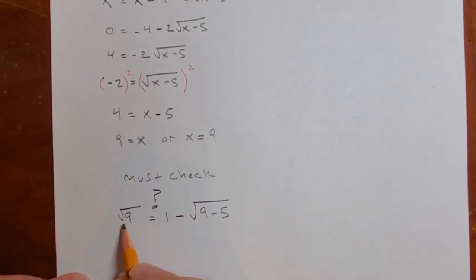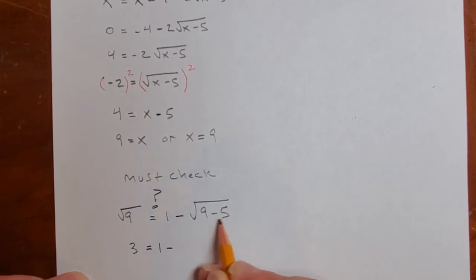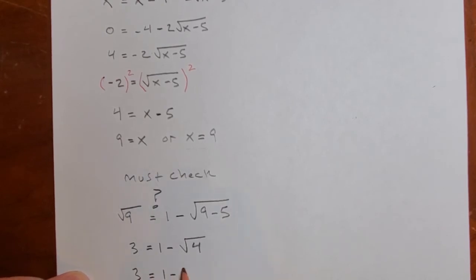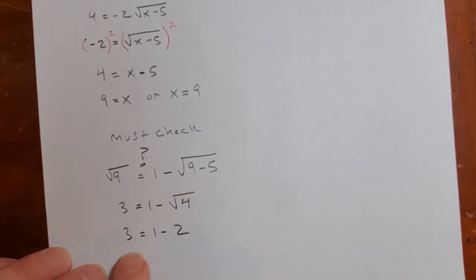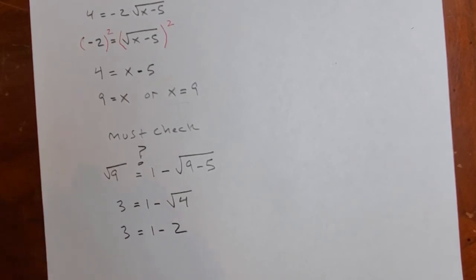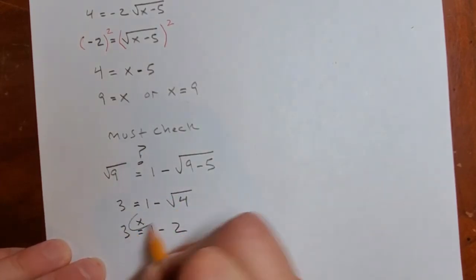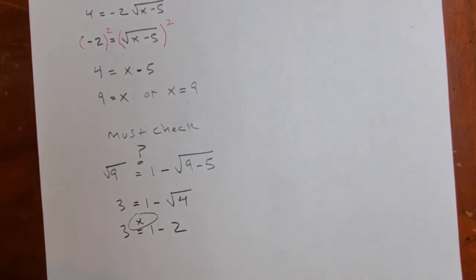So let's see. Square root of 9 is 3. And what's 9 minus 5? Well, that'd be 4. And what is root 4? It's 2. So is that true? Is 3 equal to 1 minus 2? No. That's not true.